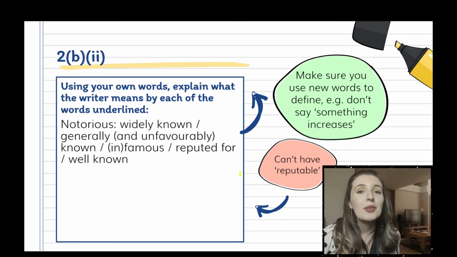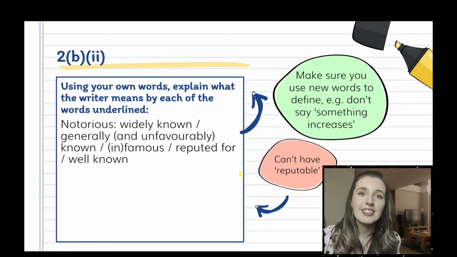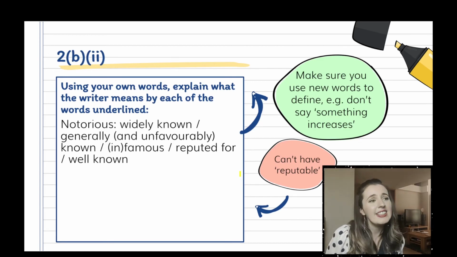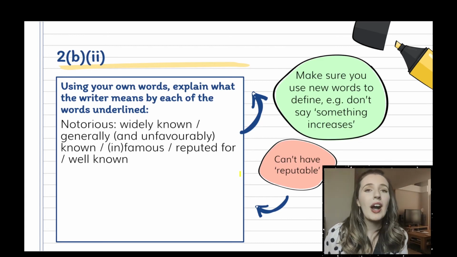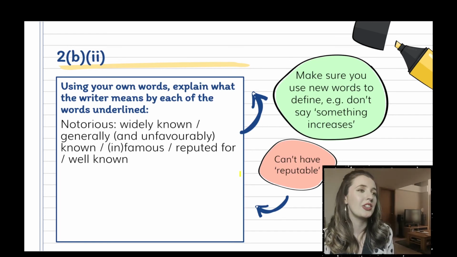To me, the word notorious means infamous. It means famous for a bad reason. If someone called me notorious, I would be like, huh? Why? What have I done? It's definitely got bad connotations. But CIE say that you can just have the word famous or widely known, which to me isn't conveying the bad side of the word notorious.